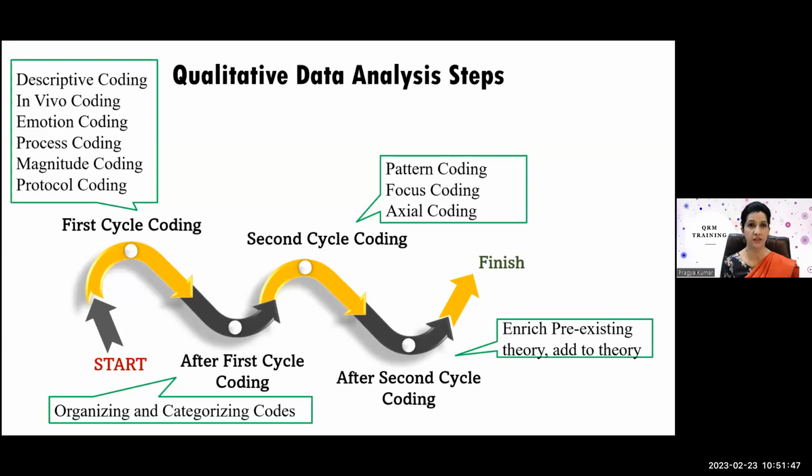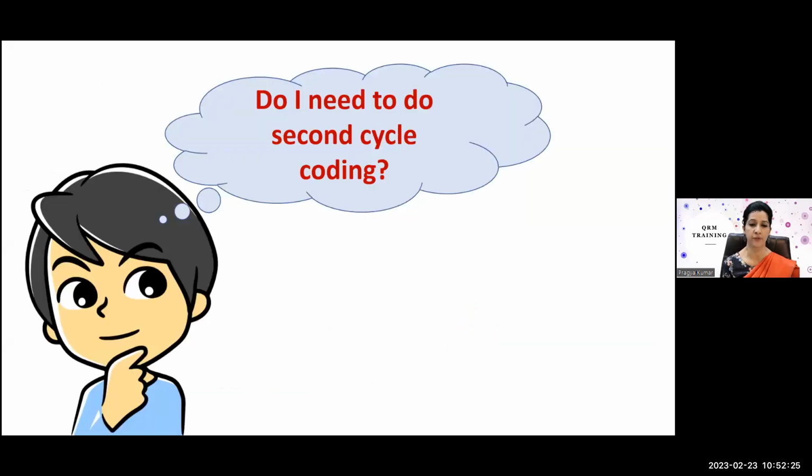After the second cycle coding, you look for some pre-existing theory. Maybe during the second cycle coding also, you can look for a pre-existing theory, because as medical professionals, we are not aware of the theories in other fields. So you may look up human behavior, sociological, or psychological theories, and then try fitting your data into that theory, or add something to it. Either you can add something to that theory, or, rarely, you make a new theory.